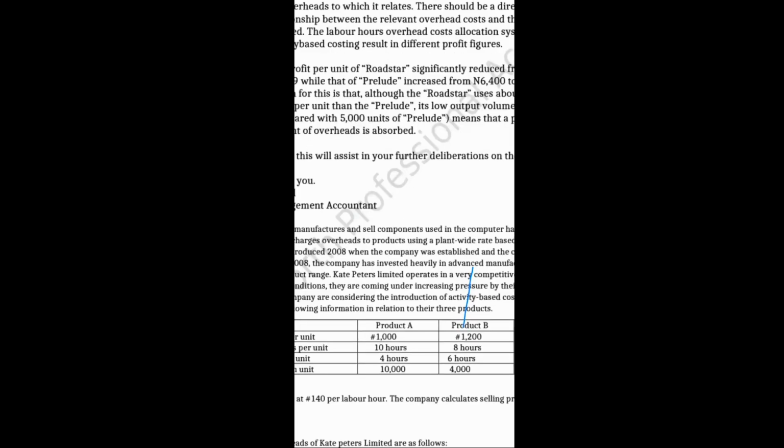Labor hour for product B: 8 hours by 4,000 units. That should be how many? 32,000 labor hours. For product B, 8 labor hours per unit and we are going to produce 4,000 units. What do you have? 32,000. Yes, sir. Okay.